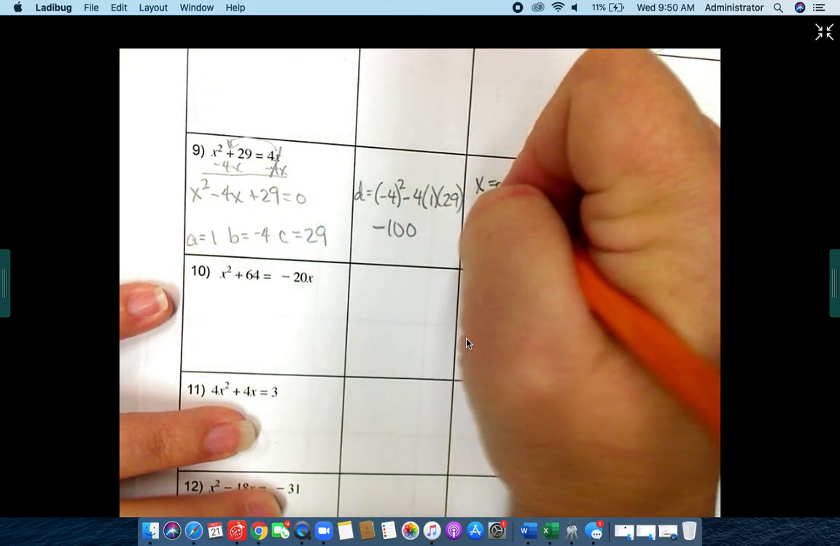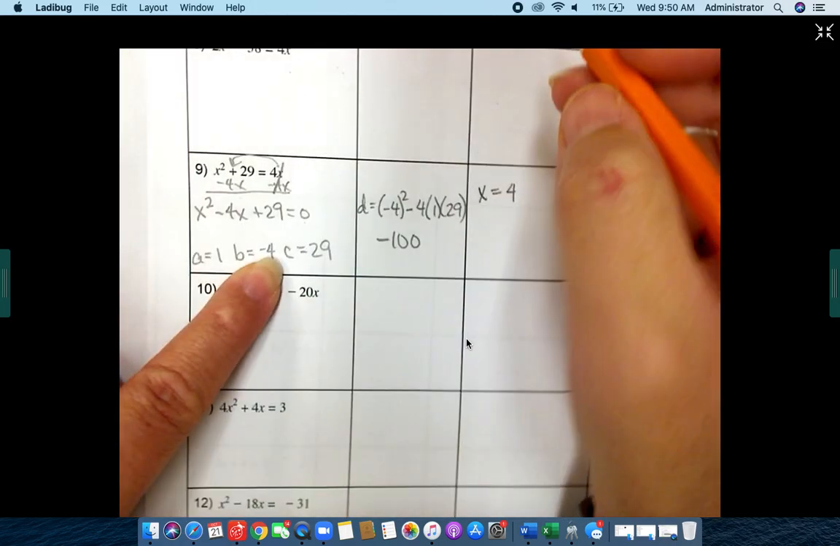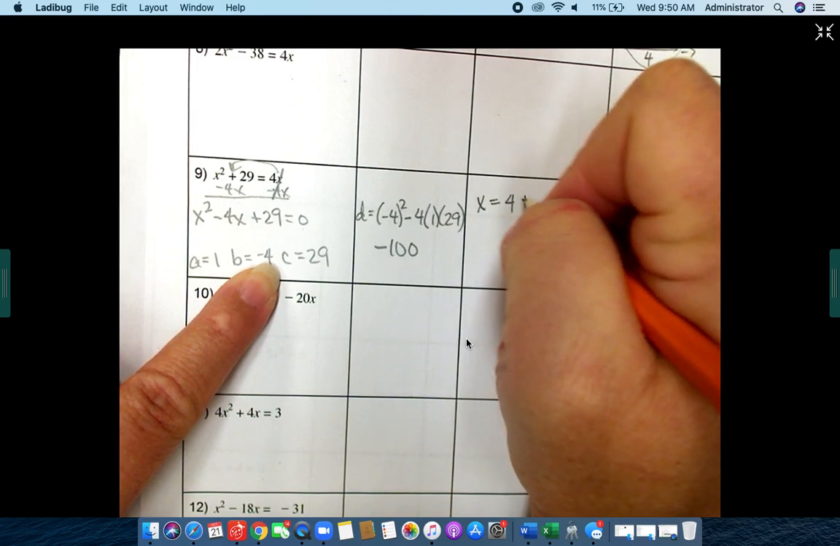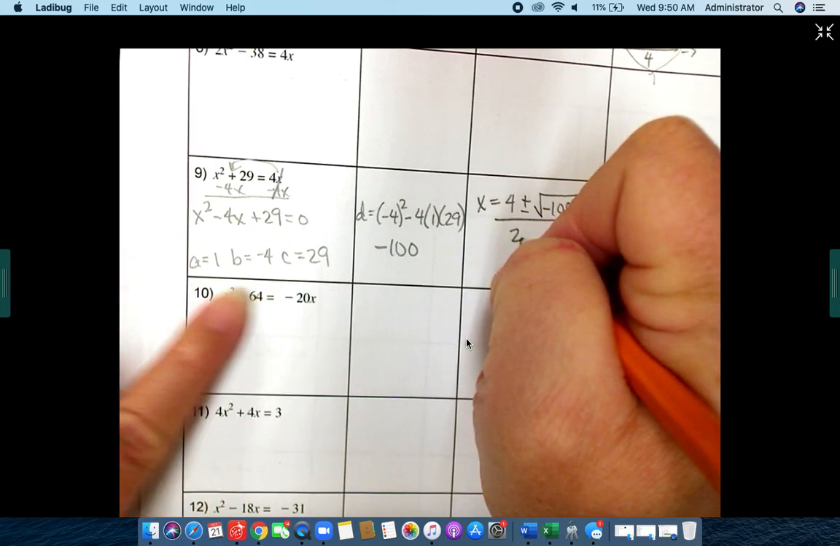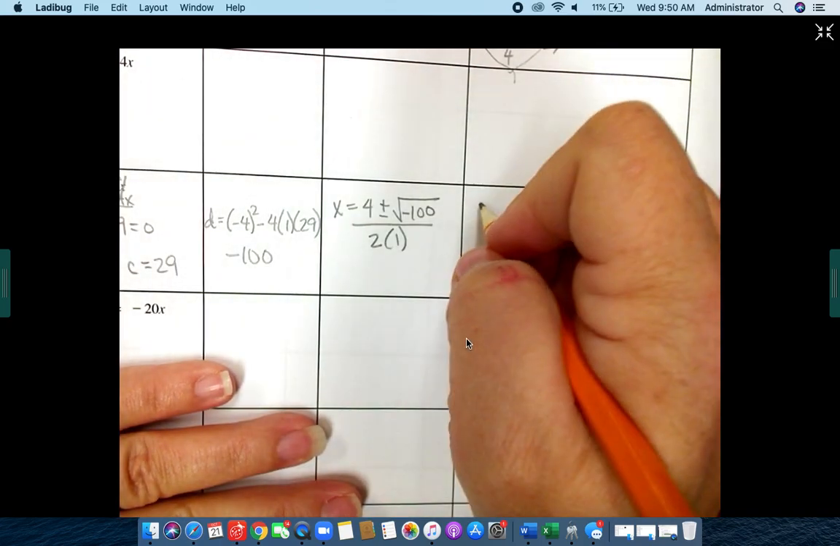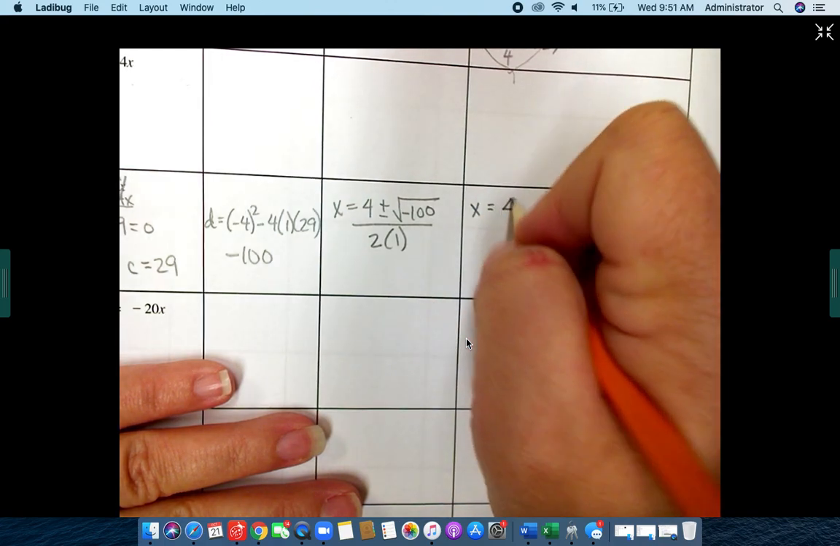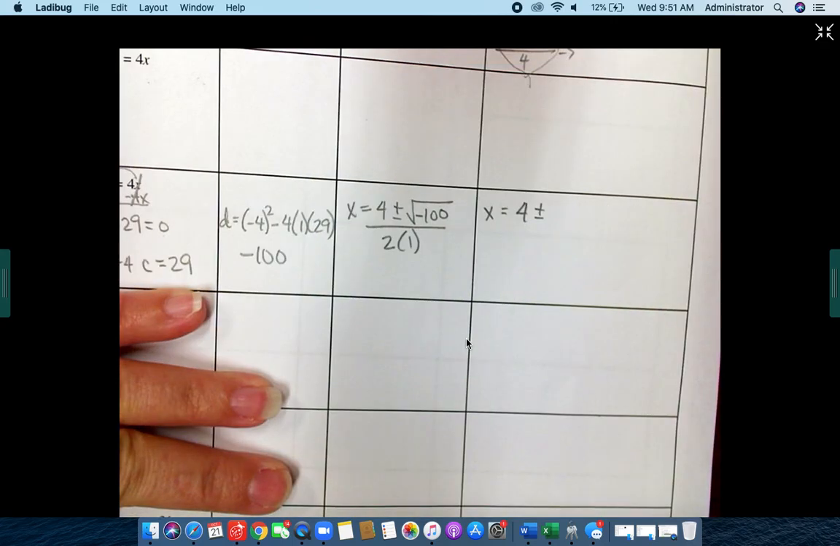So x equals opposite b. So my b is negative 4. So the opposite of b, negative 4, is positive 4. Plus or minus the square root of the discriminant all over 2 times a. So now when I simplify, 4 plus or minus, again, I out front because I have the square root of a negative.